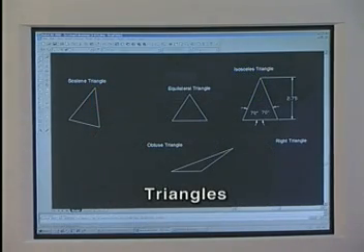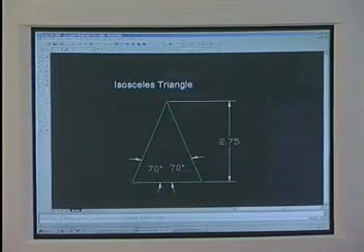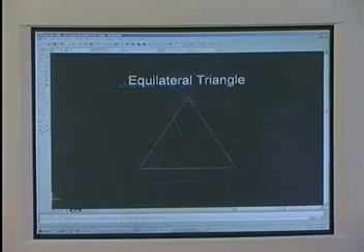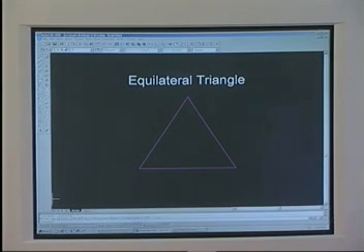Triangles are made up of 3 line segments that touch end to end. There are 5 major categories of triangular shapes. The isosceles triangle has 2 sides that are equal in length and 2 angles that are equal in size. Equilateral triangles are made up of 3 sides that are equal lengths and 3 equal angles.